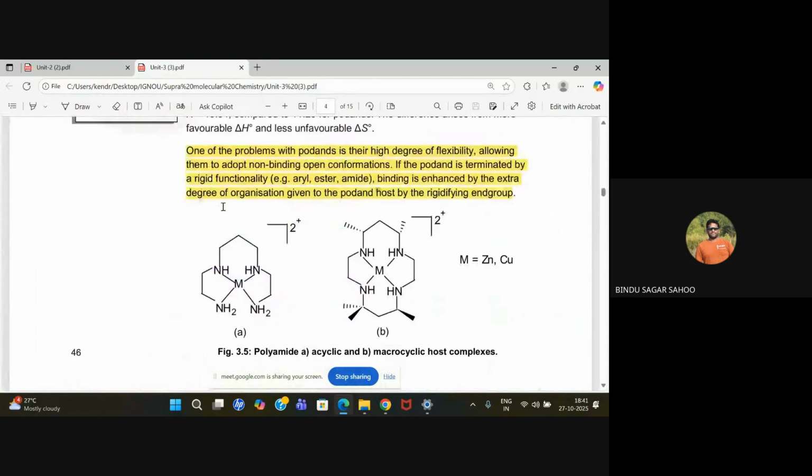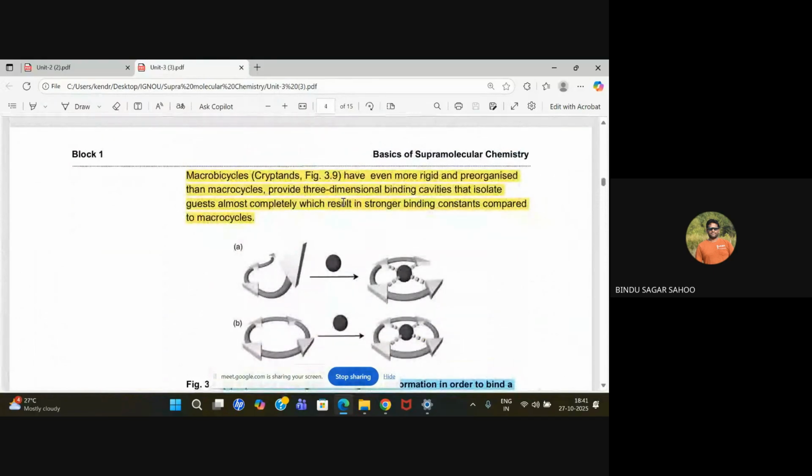Already we have discussed here, macrobicycles are even more rigid and preorganized than macrocycles, and provide a three-dimensional binding cavity site. That means in macrobicycles or cryptands, the binding will be three-dimensional; in three axes we can see the binding interaction. If you take macrocyclic ligands, this is just like a two-dimensional surface. But macrobicycles provide three-dimensional binding cavities, so definitely it will be more rigid.